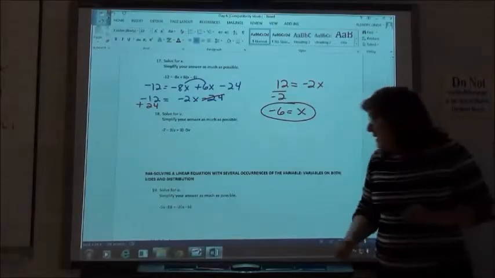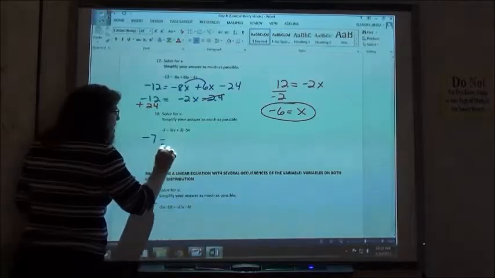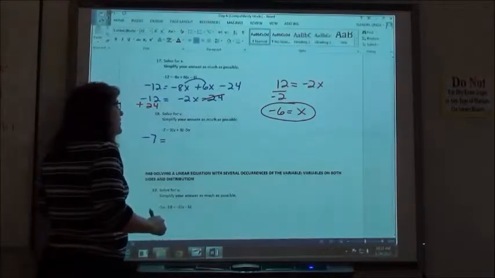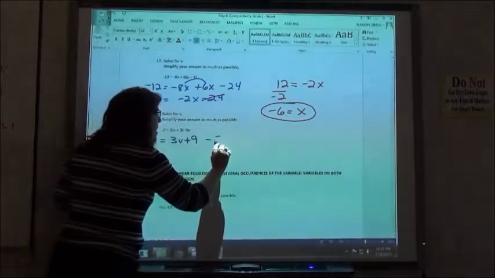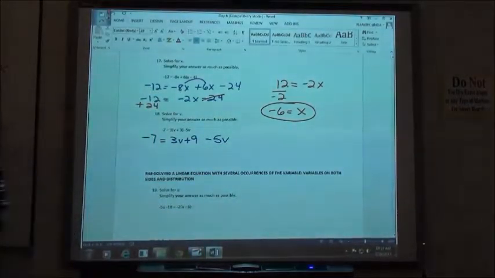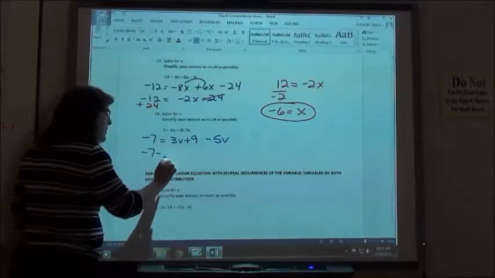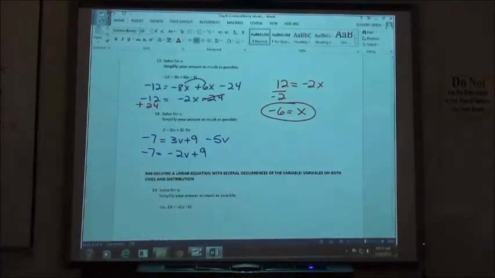Number 18 then. If I get rid of my parentheses, I'm going to have negative 7 equals, and over on the right side, what would I have? 3v plus 9, and then the minus 5v would go on the end. Next thing I would do is combine my like terms. So if I take 3v minus 5v, I'm going to get negative 2v, and then my plus 9.